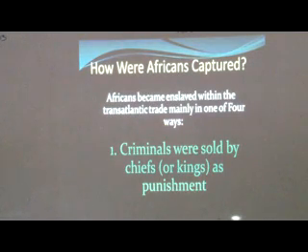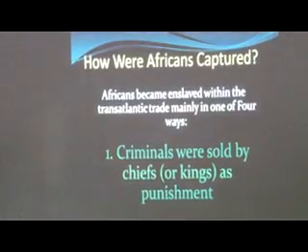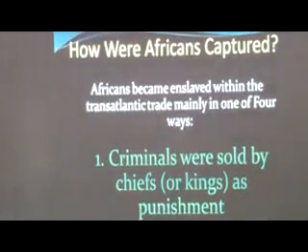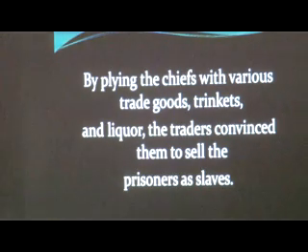Africans became enslaved within the transatlantic trade mainly in one of four ways. Number one, criminals were sold by chiefs or kings as punishment. By plying the chiefs with various goods, trinkets, and liquor, the white traders convinced them to sell people from their villages.